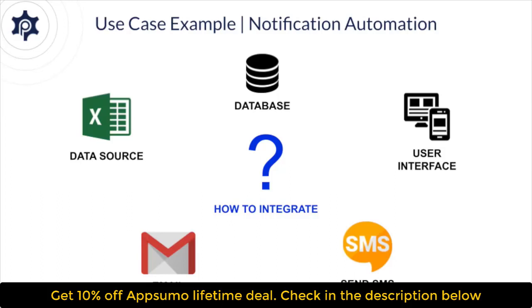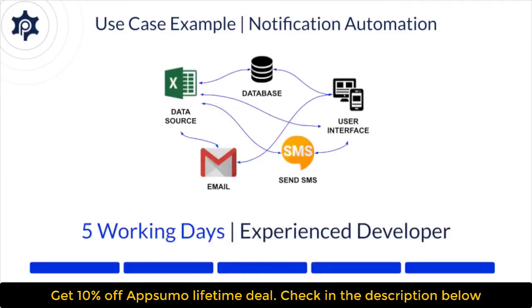We prepared a notification automation example and chose the case of overdue invoices for a utility provider. To implement this case, we need to integrate a data source, a database, two notification providers, mail and SMS, and on top of all this, we want to have a user interface. An integration like this will take about 5 working days from an experienced developer using the classic coding approach.